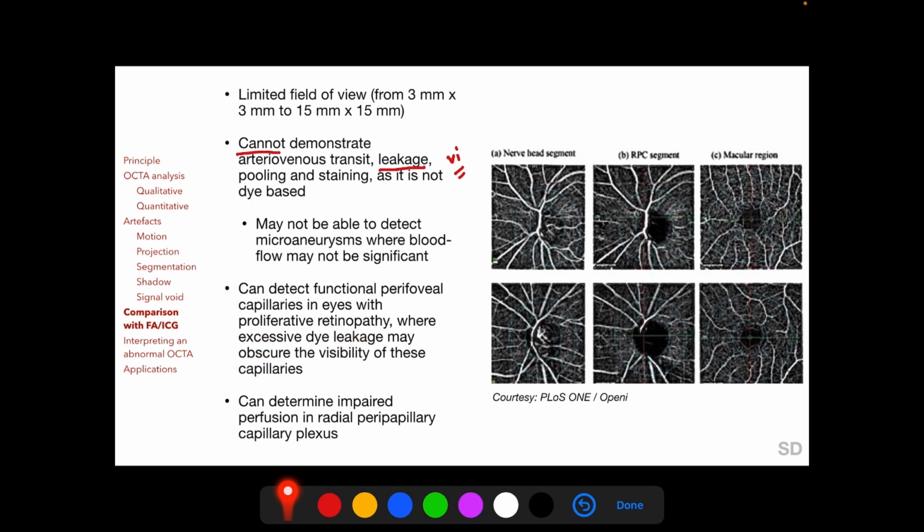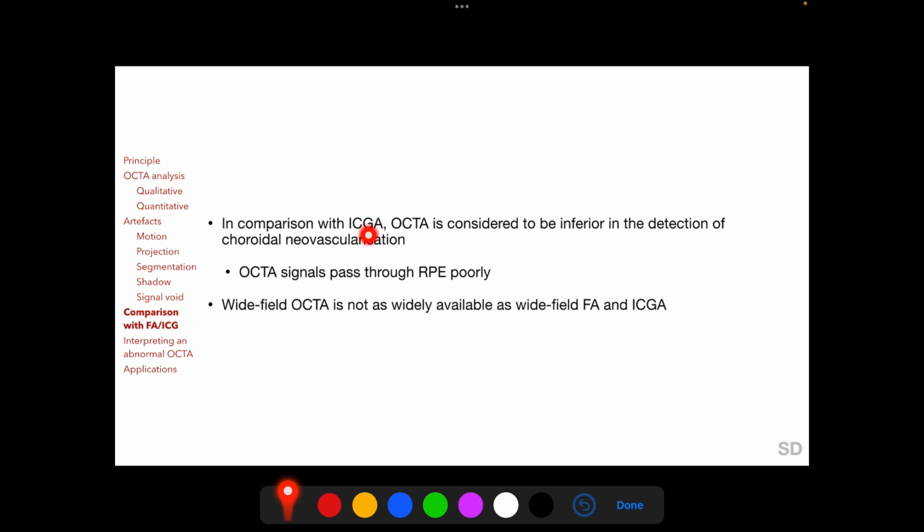OCTA can also determine impaired perfusion in the radial peripapillary capillary plexus. So this is an OCTA image of the normal radial peripapillary capillary plexus, and this is an OCTA image of the radial peripapillary capillary plexus in a glaucoma patient, where we find localized loss of these capillaries in the inferotemporal quadrant.